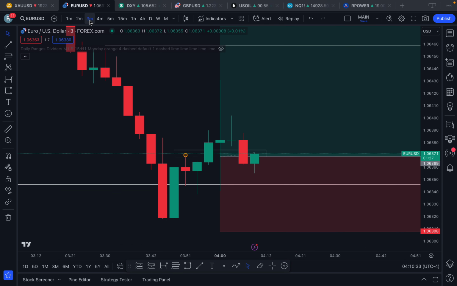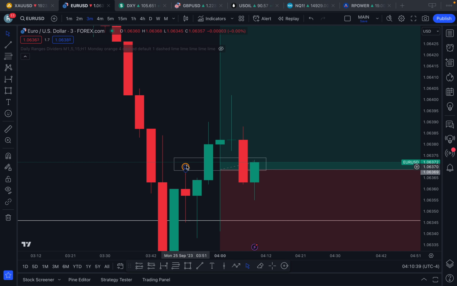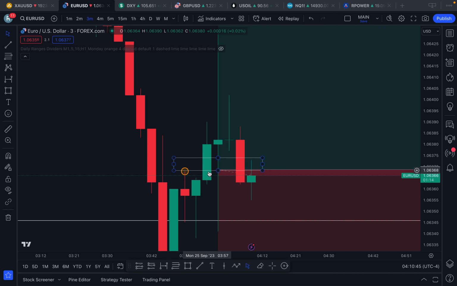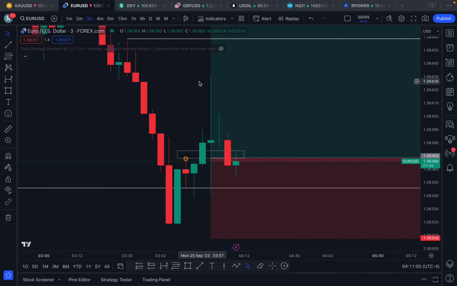The market structure shift happened on the 3 minutes time frame as well. See, that's where the market structure shift happened, the orange circle. Price went up, took out this short-term high, left the fair value gap open, the same fair value gap which is there on the 4 minutes time frame. Price came down, and where we could have entered and where we entered.